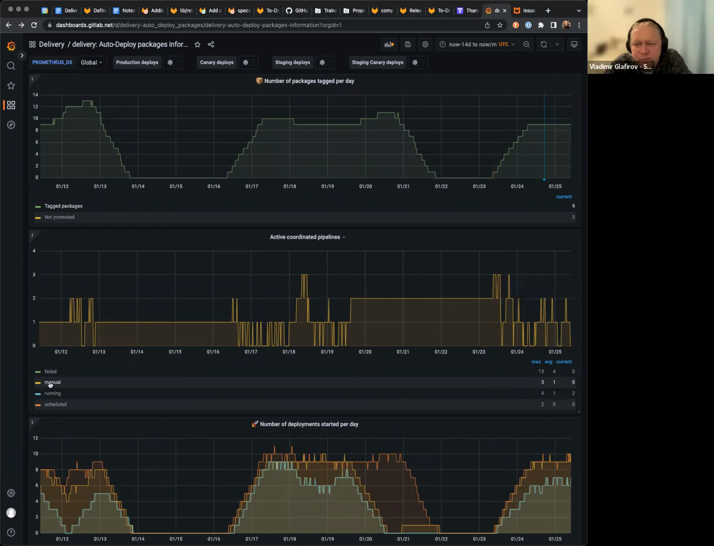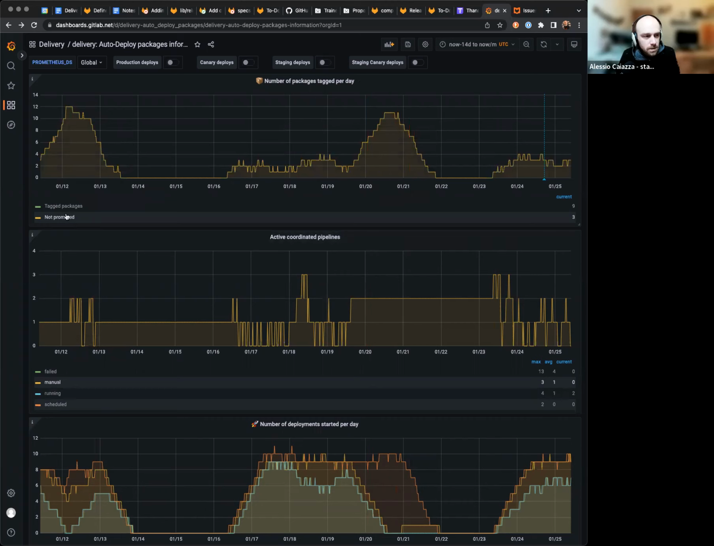And what happens with the versions that weren't promoted? They show up here as not promoted. At this point in time, we're trying to keep this as information about whether we have an aggressive schedule in terms of deployment. So are we producing more packages than the ones we can actually deploy? This is what this number represents today.